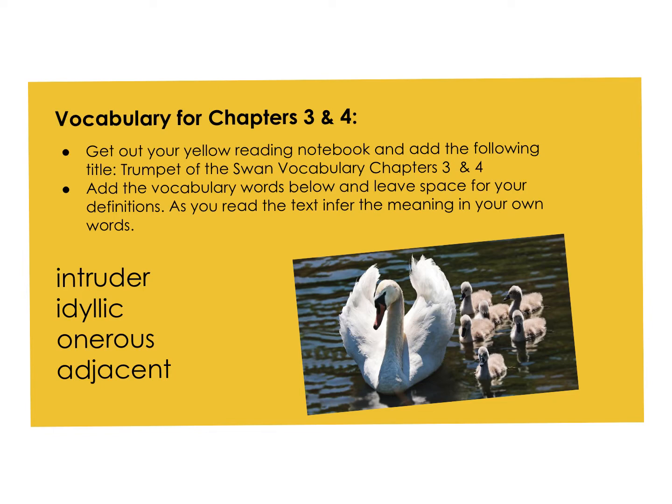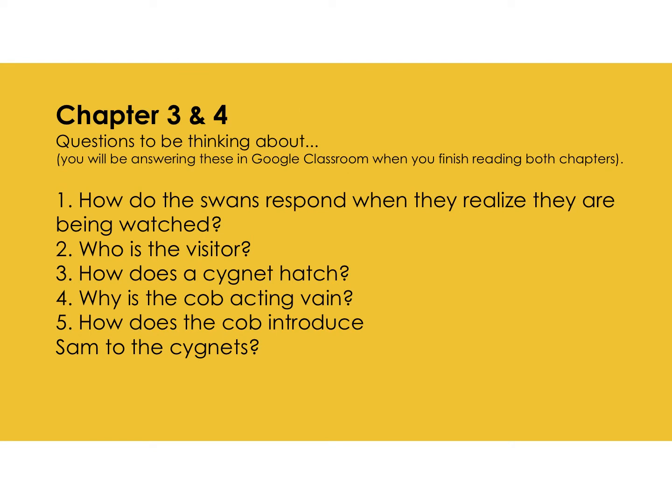Intruder, idyllic, onerous, adjacent. Okay, and remember you're thinking on these questions. And today you're going to answer these questions, so be thinking about them. Number 1, how do the swans respond when they realize they are being watched? Number 2, who is the visitor? Number 3, how does a cygnet hatch? Number 4, why is the cob acting vain, very self-centered? It's all about him. And number 5, how does the cob introduce Sam to the cygnets?